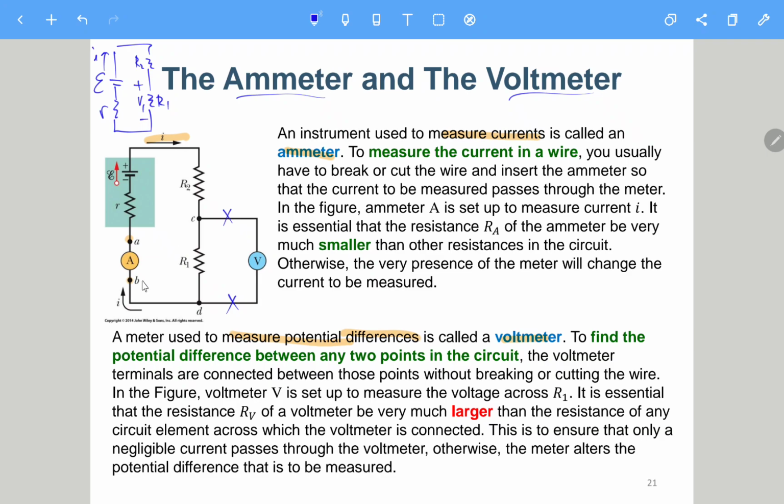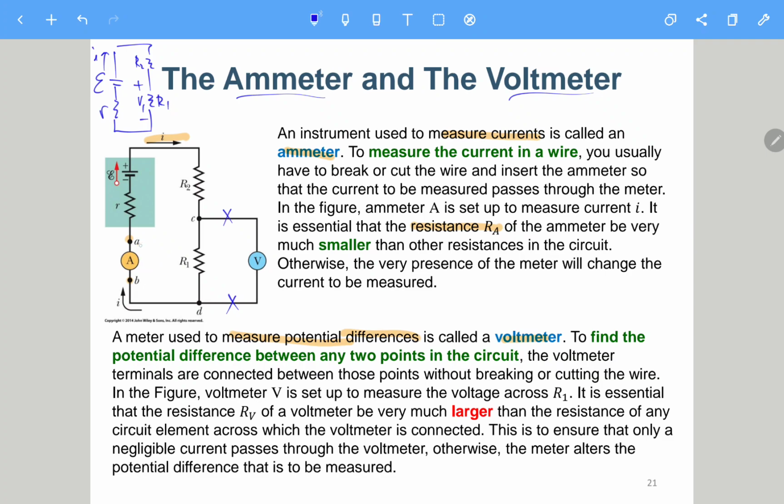Because the ammeter should have a small resistance. Here this is the resistance RA. RA means the intrinsic resistance of the ammeter. It should still have some resistance. So the resistance of the ammeter must be very much smaller than the other resistances in the circuit. Otherwise, you will decrease the current a lot.